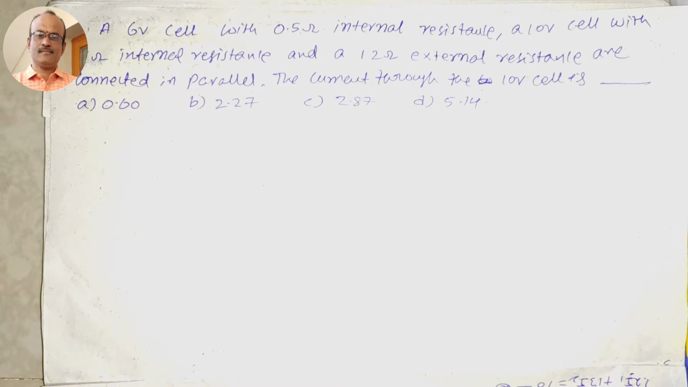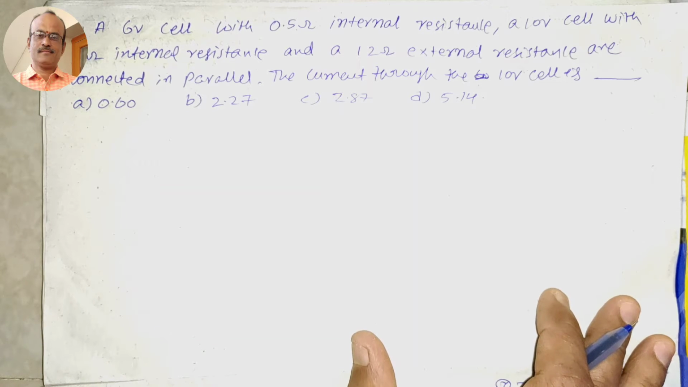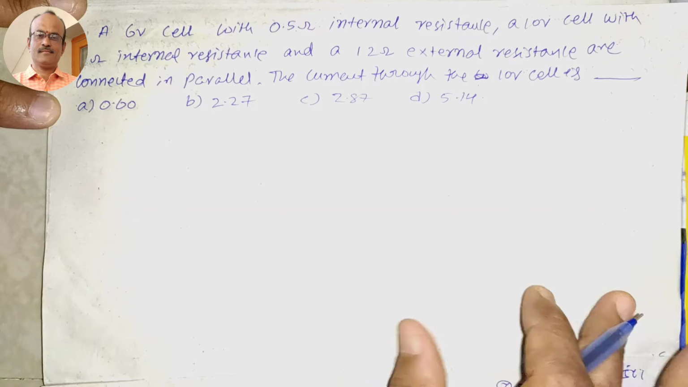Now the question number 31. A 6 volt cell with 0.5 ohms internal resistance, a 10 volt cell with 1 ohm internal resistance and a 12 ohms external resistance are connected in parallel. The current through the 10 volt cell is how much? So first of all, regarding this question we have to draw the diagram.